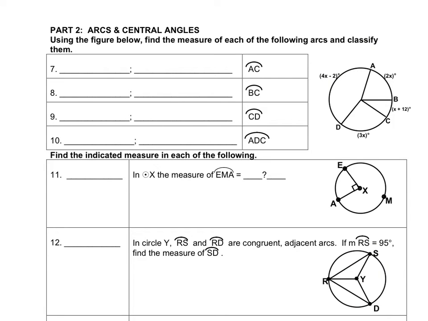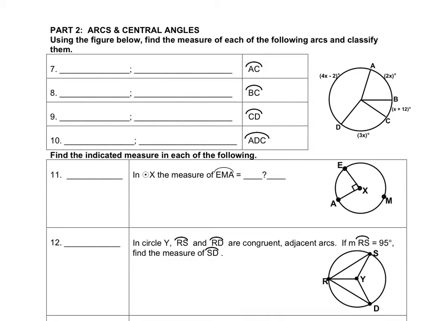Okay, on the second part, we're talking about arcs and central angles. It says using the figure below, find the measure of each of the following arcs and classify them. So it's coming from the center right here. So remember, if it's a central angle, the arc is going to be the exact same. So once we find the arc, the angle is going to be the same. Okay, well, it gave us all the different parts that this circle has. A circle has 360 degrees.